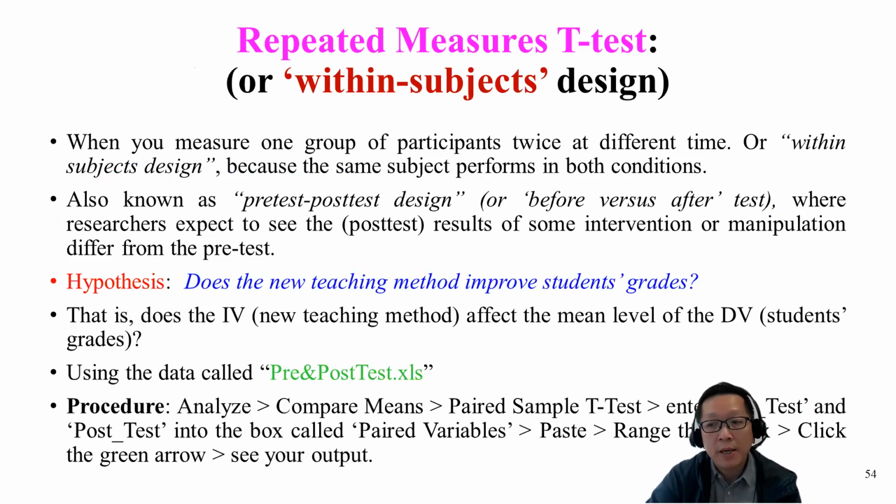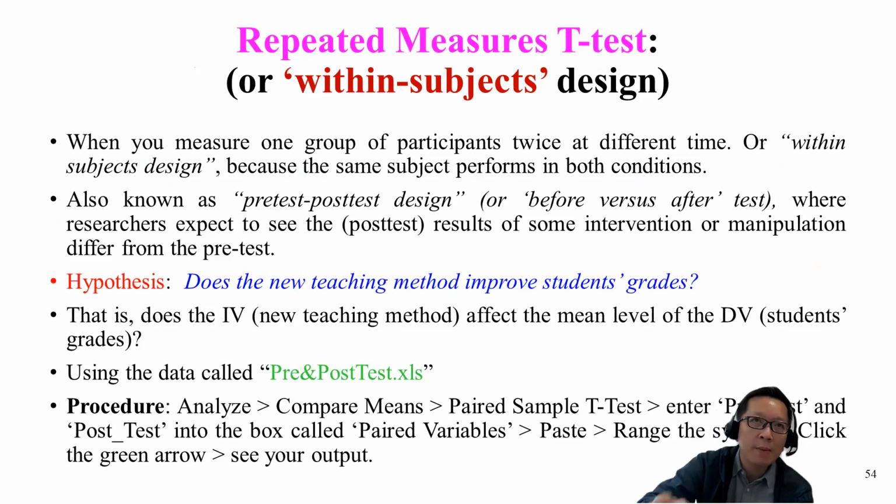The next one is called the repeated measures t-test, or what we call within subjects. You do repeated measures or within subjects because you are testing the same person twice. You also call it a pre-test, post-test design, or before-after t-test. This is another name for that, so don't worry about the terminology. As long as the same person participates in the experiment two times, it is called repeated measures, within subjects, pre-test post-test, or before-after. They are the same.